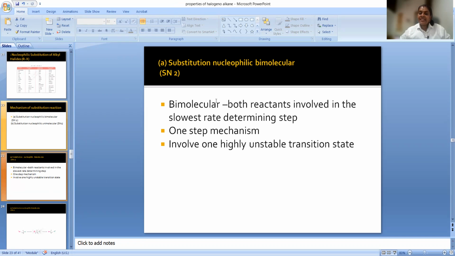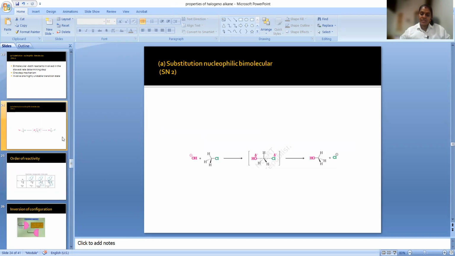What does it indicate? It is bimolecular. That is, in the rate determining step, the two reactants must have an effect on the rate determining step, or the slowest step. And this is a one-step mechanism and it involves a highly unstable transition state. Okay, let us see that. Look at this particular reaction.